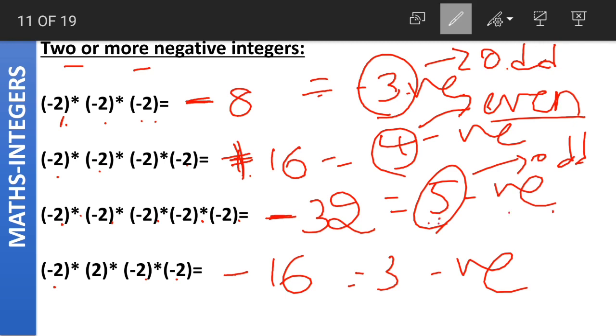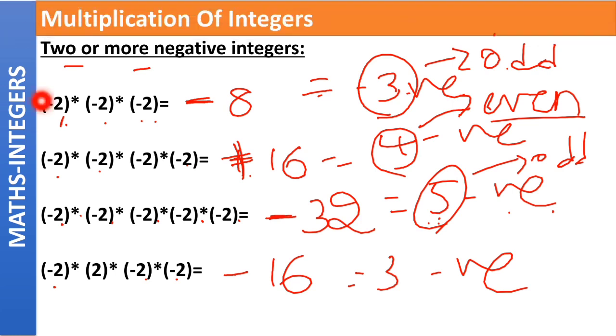Count the number of negative signs in the given multiplication. If it is odd, then the final result will have a negative sign. If the number of negative signs given in the question is even, then the result will have a positive sign. Is it clear? Now this is like a shortcut or a trick to remember, which will help you solve the problems easily without wasting any time.